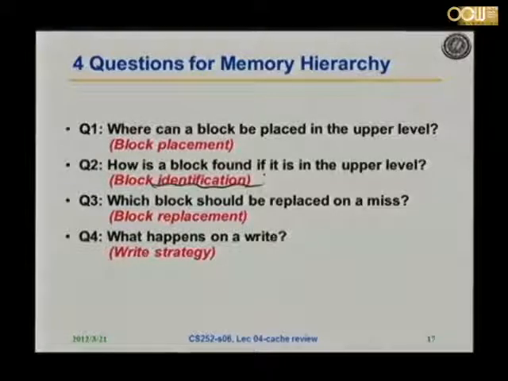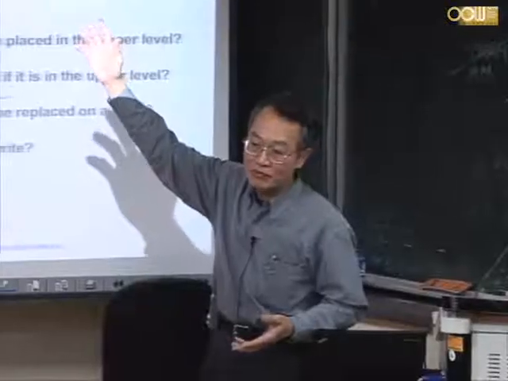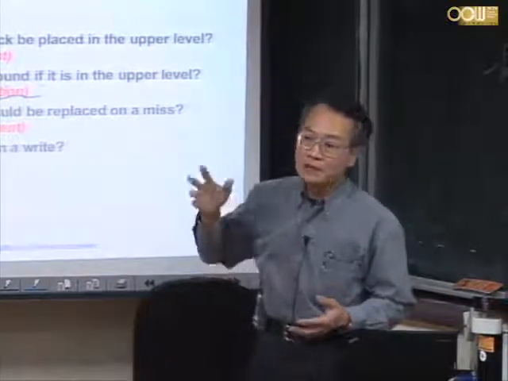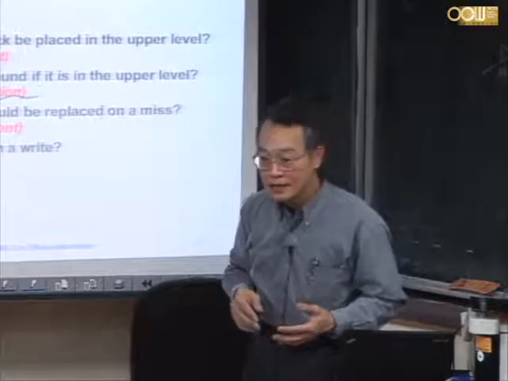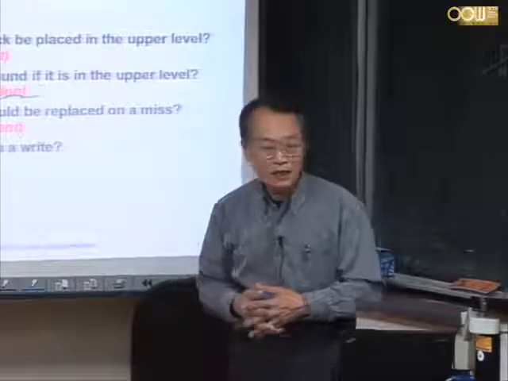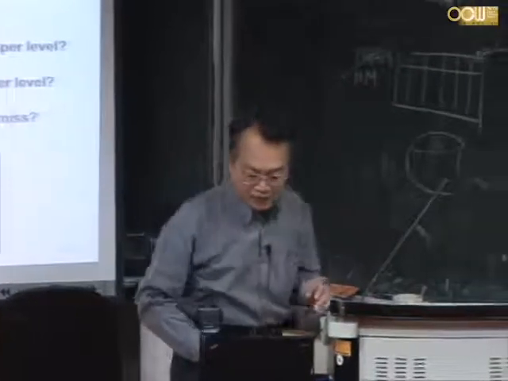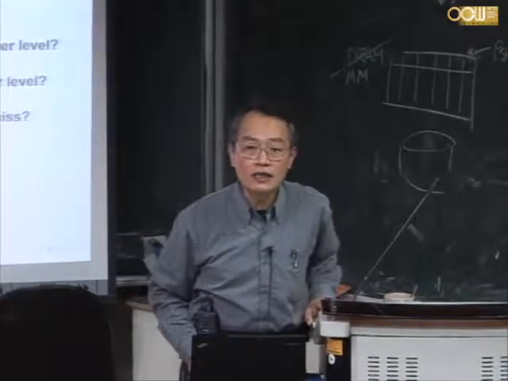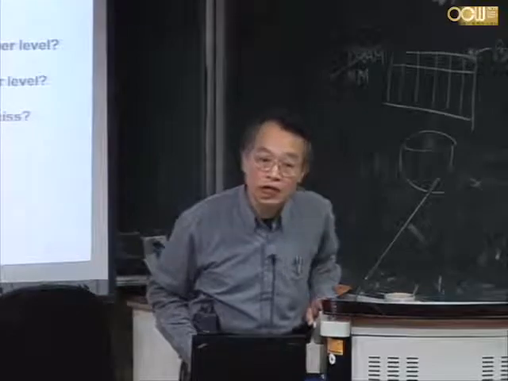Well, the answer depends. For page management, we want the flexibility to be as high as possible. Why? Because page fault cost is too high. I want to do my best to avoid any page fault. So I want the best placement. The best placement is what? Random. Full freedom. So how to identify where it is? If it's random, then the only scheme may be table lookup.